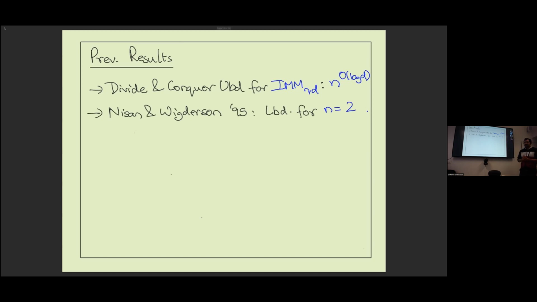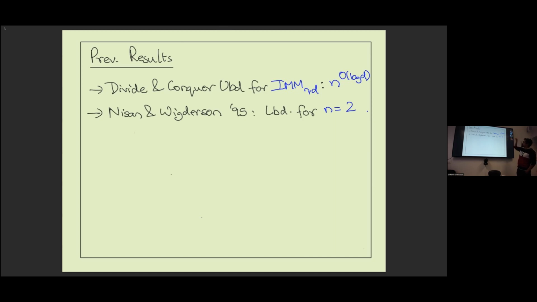Okay. And back in the 90s, the first people to study this question of proving lower bounds were Nisan and Wigderson. It is a very influential paper from back then, where they showed that this construction is more or less tight when n equals 2. For set multilinear formulas, I should say again, when n equals 2. So you're just multiplying 2 by 2, those small matrices.